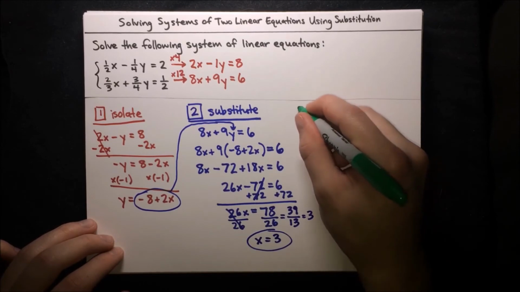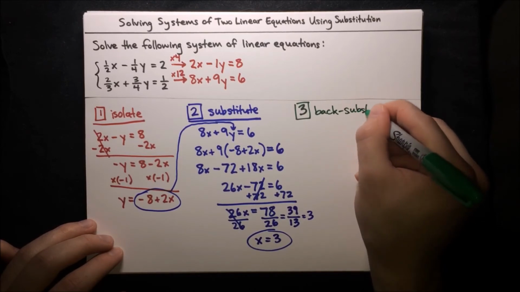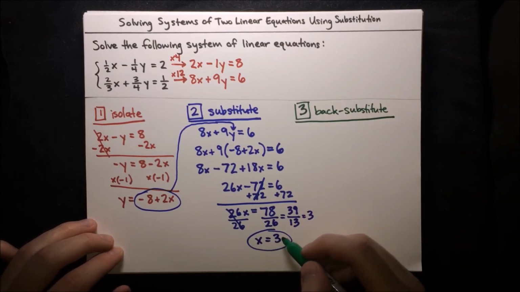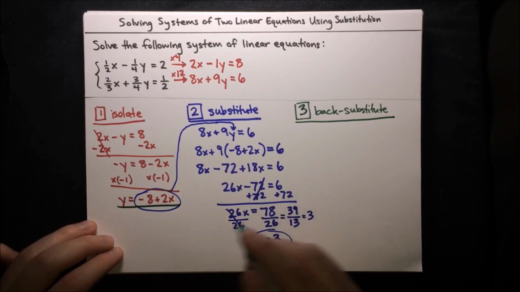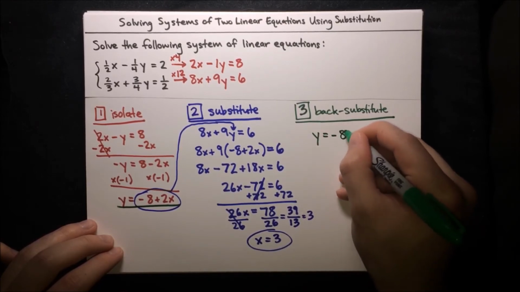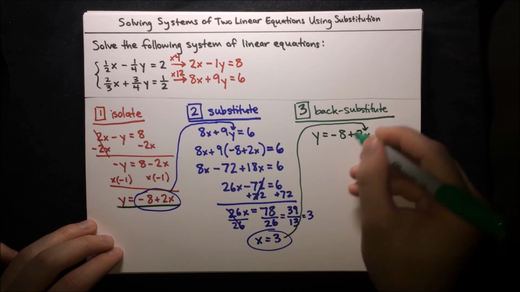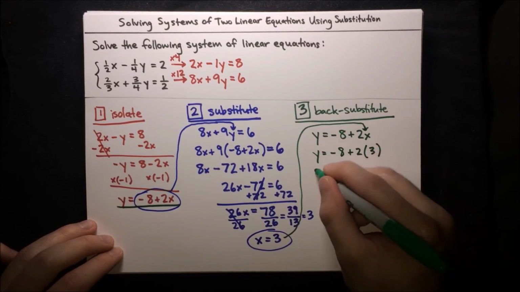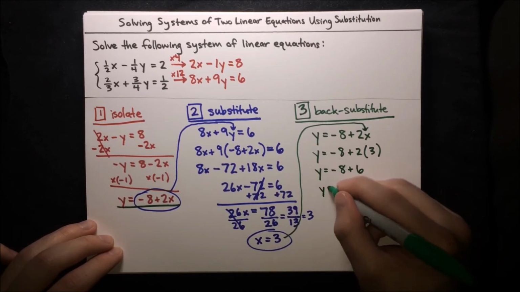So finally, we're ready for step 3, which is to back substitute. And we do that in order to find y. We know what x is, but we don't know what y is yet, but that's okay because we can figure out what y is by just substituting x into this equation here. So we'll bring that answer that we found, x equals 3, we'll take it back to this equation, y equals negative 8 plus 2x, and we'll put that in for the x here, so y equals negative 8 plus 2 times 3, and just evaluate. So y equals negative 8 plus 2 times 3 is 6, so y equals negative 2.